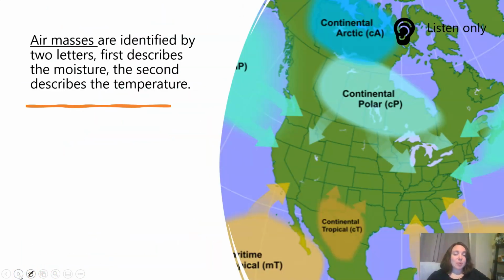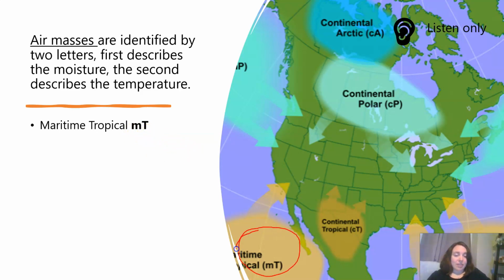So now we're going to summarize what we've just learned, and also point out that because we have to classify an air mass based on its temperature and moisture, it's going to have two letters. Maritime tropical, we would represent as mT, a lowercase m and an uppercase T. It forms over the ocean, and it is a low latitude, so it's warm. And the arrows that you see here show the direction that that air mass tends to move.